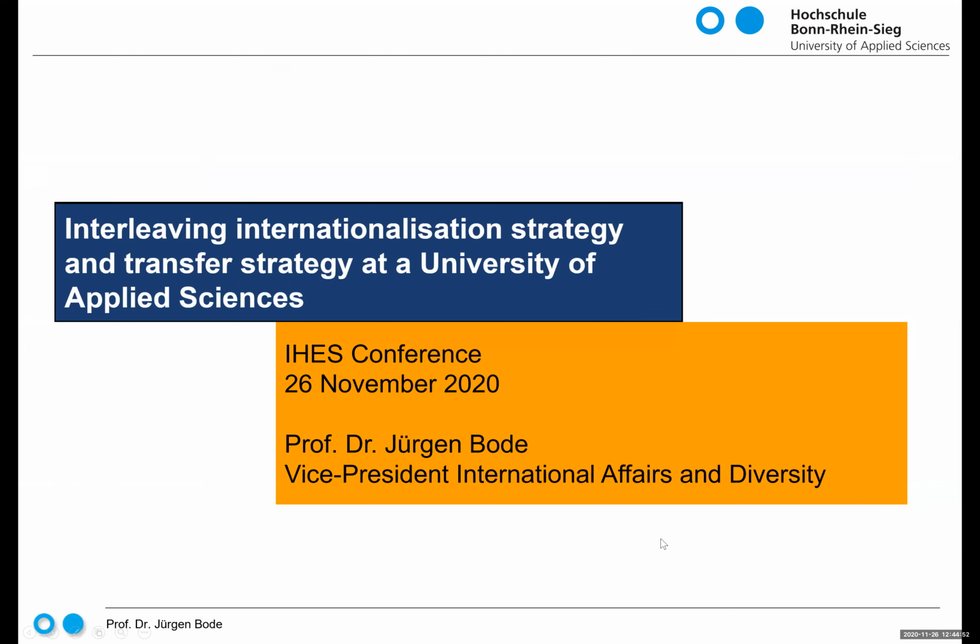Yes, perfectly. Okay. So I would like to show how at our university we try to interleave the internationalization strategy with the transfer strategy. How does this connect to IHES? Well, the German model of universities of applied sciences puts at the center the transfer between teaching and research on the one hand and society on the other hand. And I would like to reflect how this impacts internationalization strategies.